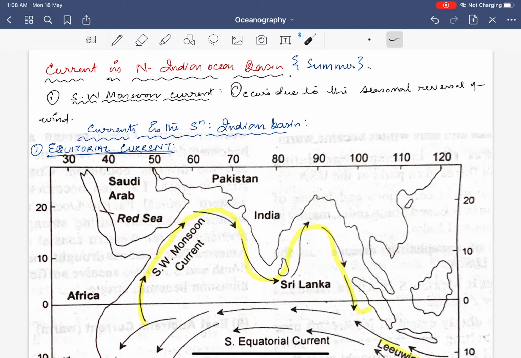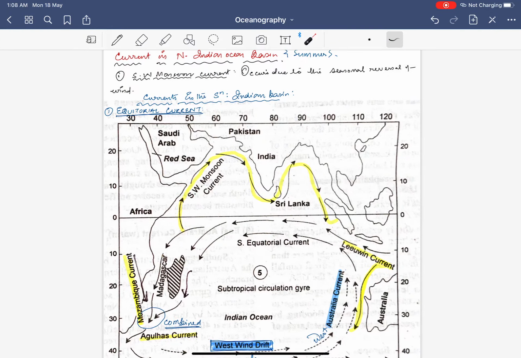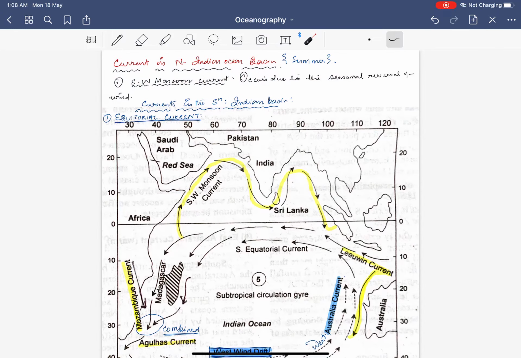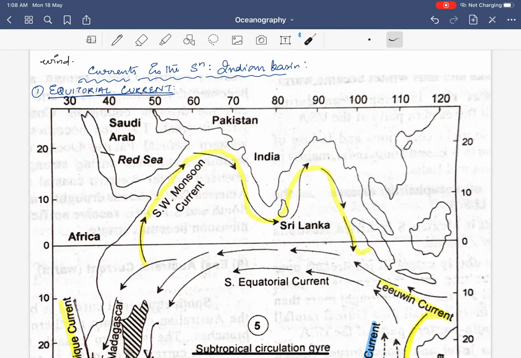Now let's move on to the currents of the North Indian Ocean Basin. Basically we have divided the Indian Ocean Basin into north and south. Now let's study about it. First of all, see the current in the Northern Indian Basin during your southwest monsoon time. Remember that during the month of June the wind crosses over here and it results in the formation of your southwest monsoon.